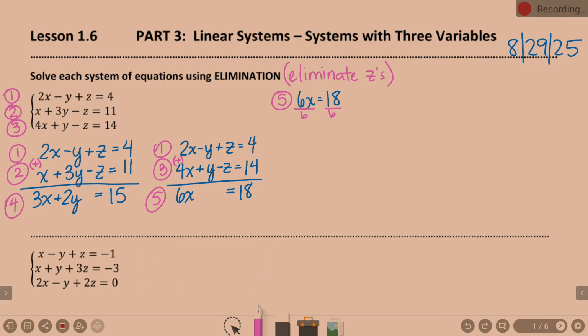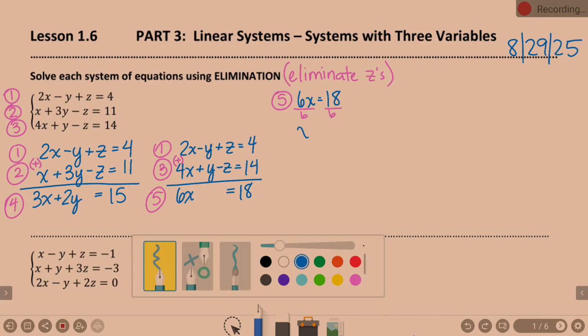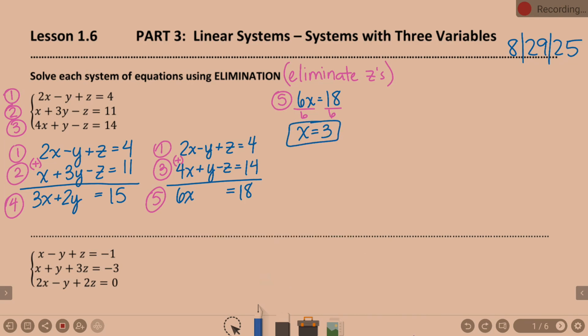Divide by 6, and x is 3. Okay. We have one answer. We need 2 more. We found x. What else do we have to find? Y and z. We're working with 3 variables, so we have to find all 3.